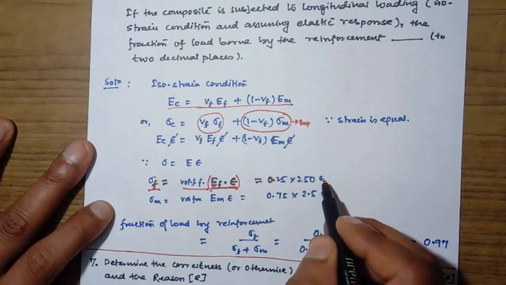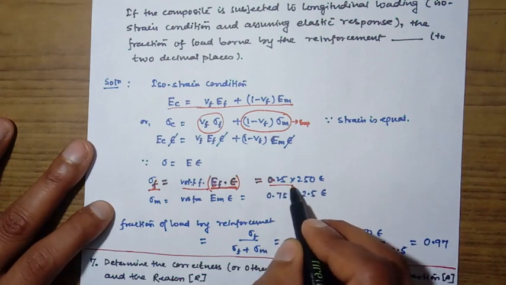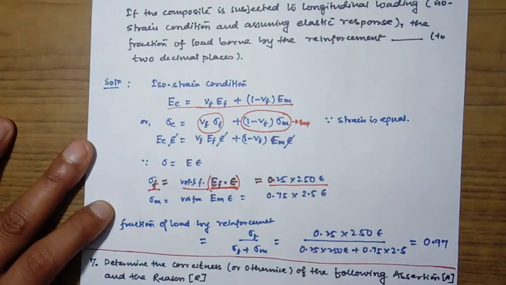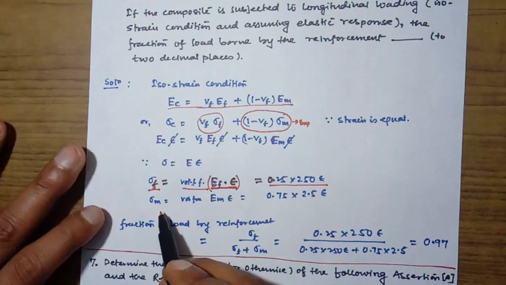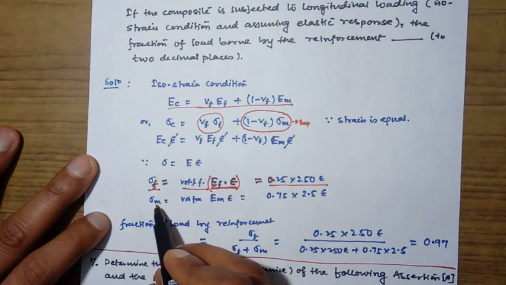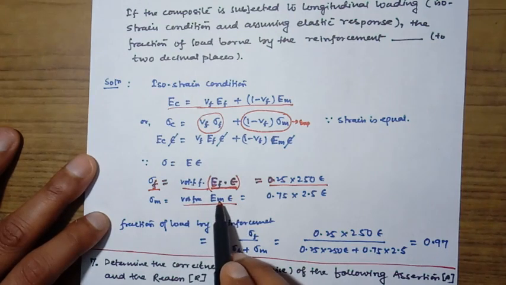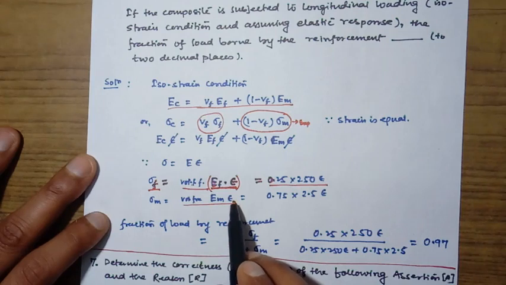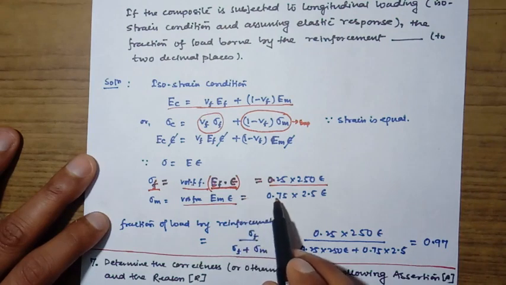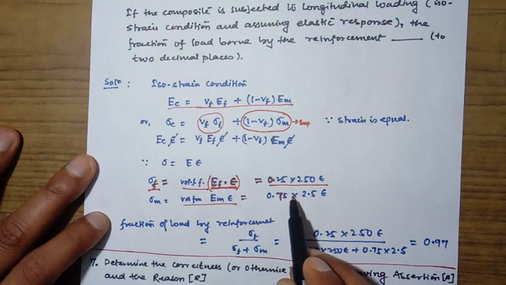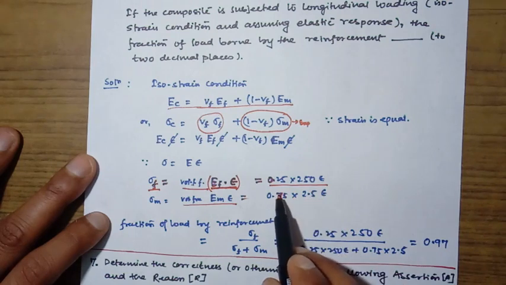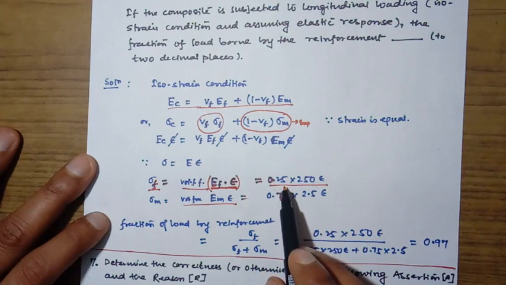Now for the same case in the matrix also, the stress will be borne by the fraction of matrix which is present, the elastic modulus and the strain, so this will come around 0.75 into 2.5 into strain. Because 25% is the volume fraction for fiber, 75% will be the volume fraction for matrix.